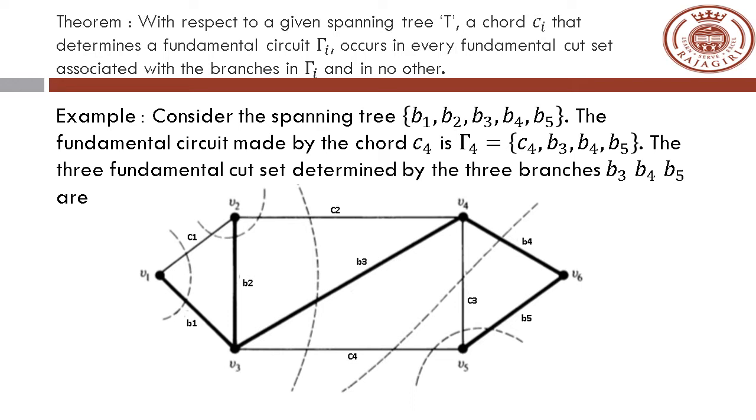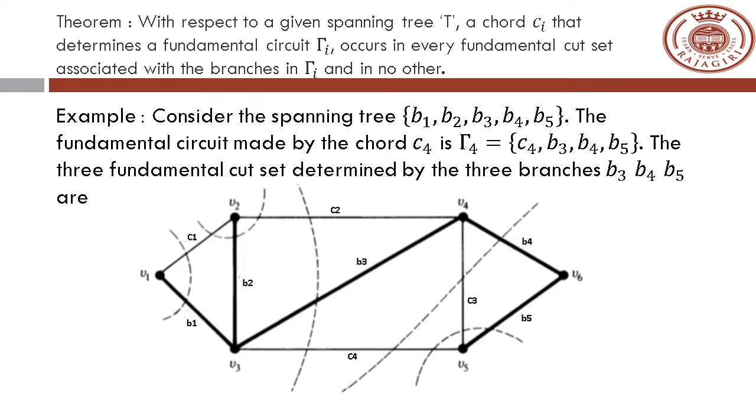Now consider the fundamental circuit made by the chord C4. A circuit means a closed walk. That closed walk is denoted as gamma 4. The fundamental circuit generated by C4 is defined as C4 and the remaining edges, which should be branches of the spanning tree, with exactly one chord, that is C4, B3, B4 and B5. Now, in the set, you have exactly one chord and the remaining are branches of the spanning tree.